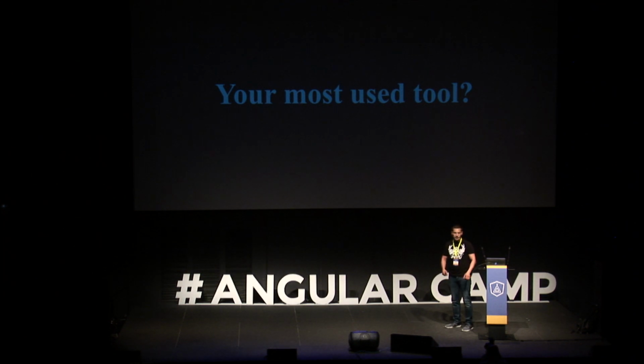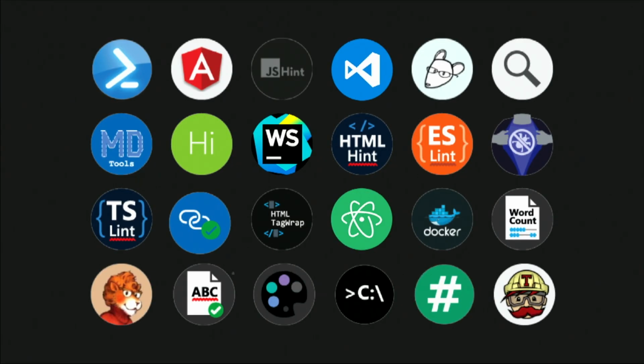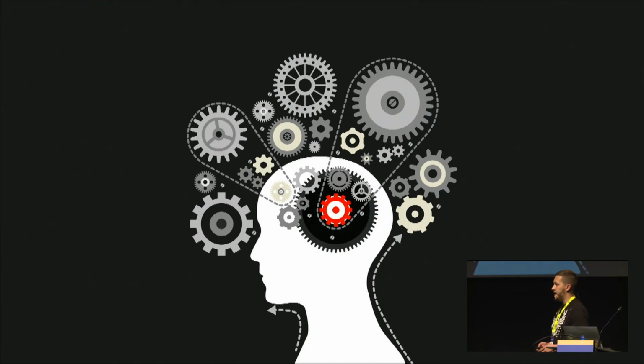So, for example, a simple question. Which tool do you use most of all at your work? WebStorm? Atom? Visual Studio Code? Okay, I am in the lesser part. But, in my opinion, the most powerful tool, and hopefully you cannot work or code without it, is your brain, your imagination. I believe somebody can code without it, but I cannot.